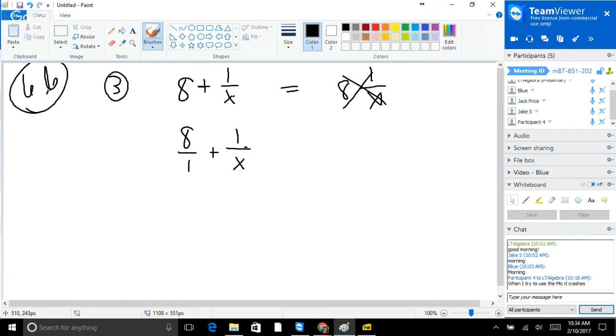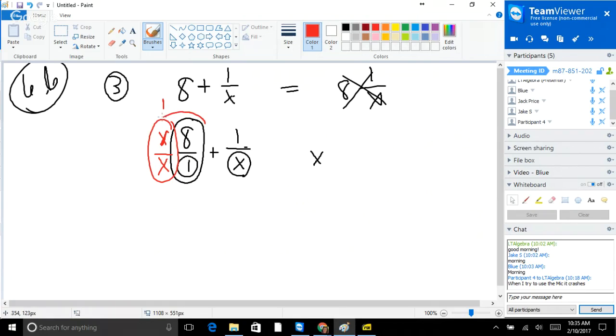So can I add these together like they're written? No, right? Because I have a 1 in one denominator and an x in the other denominator. So I need to find the lowest common denominator of 1 and x. Well, the lowest common denominator of 1 and x is x. So I need to change 8 over 1 into 8 over x somehow. So how am I going to do that? Well, I can multiply 8 over 1 times x over x. X over x, remember, is just 1, so I'm allowed to multiply that.